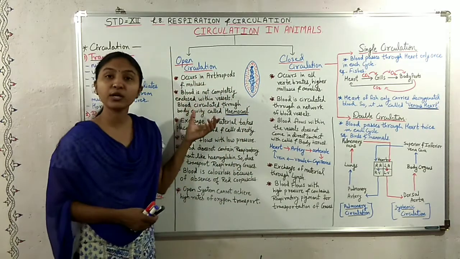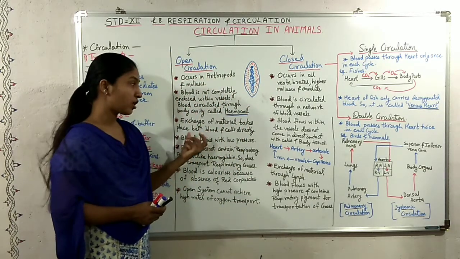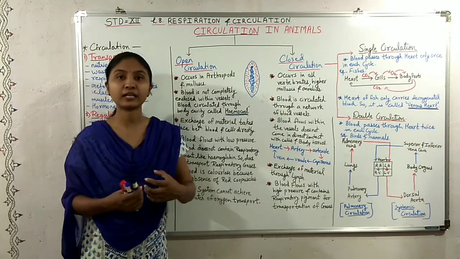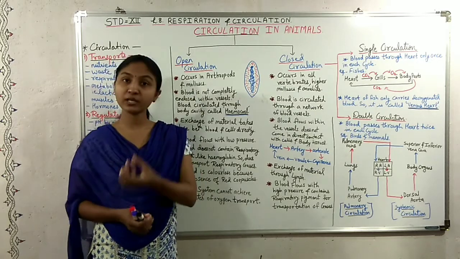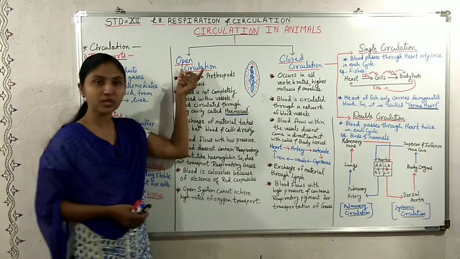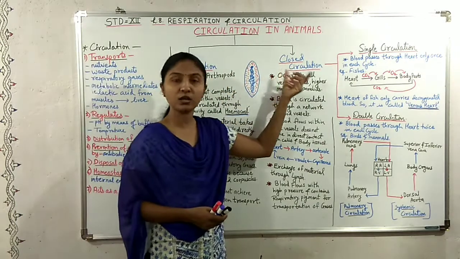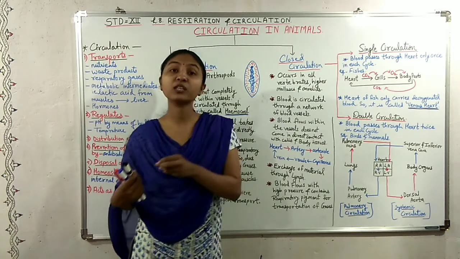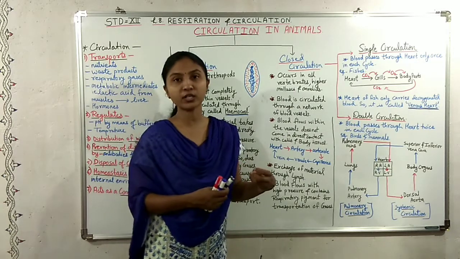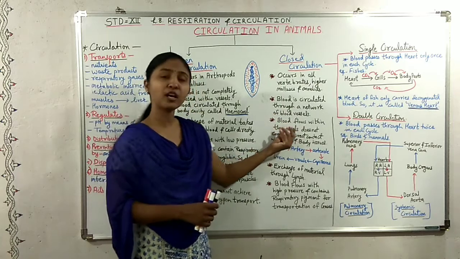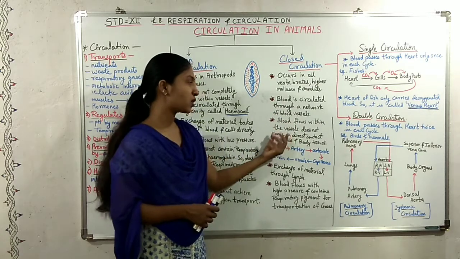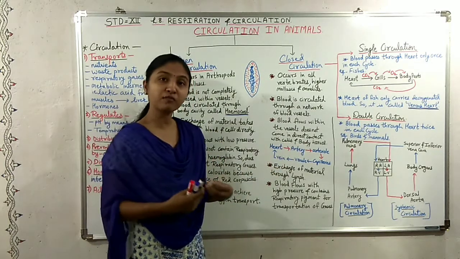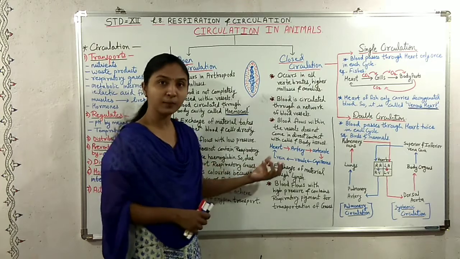Whereas in the open circulatory system, we saw the exchange of materials that takes place between the blood and the cells. There is a direct contact between the blood and the cells in the open circulatory system. Whereas in the closed circulatory system, there is no direct contact between the blood and the cells or the body tissues. So, the blood flows within the vessels and does not have direct contact with the cells or the body tissues.